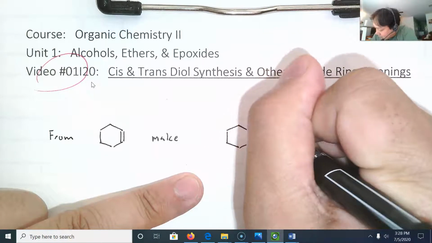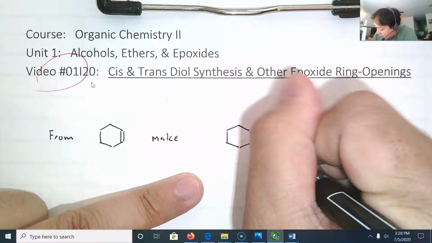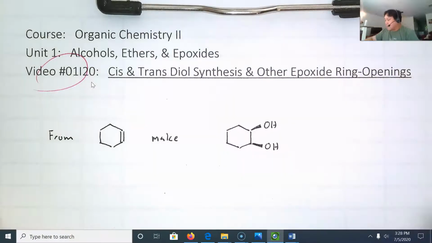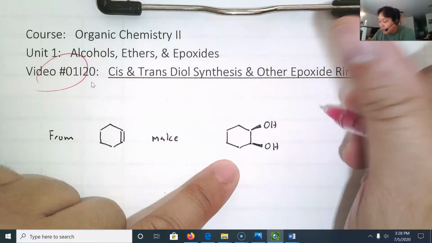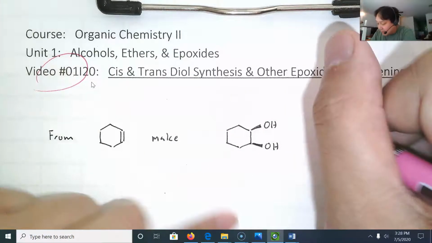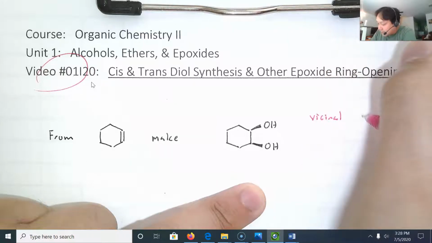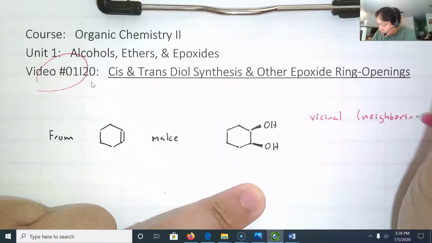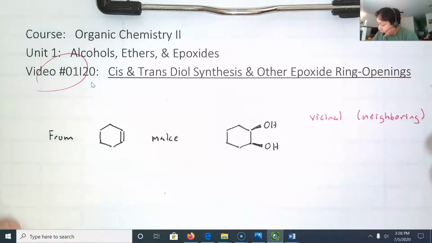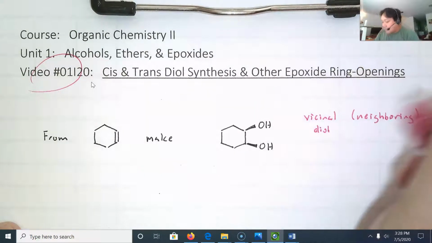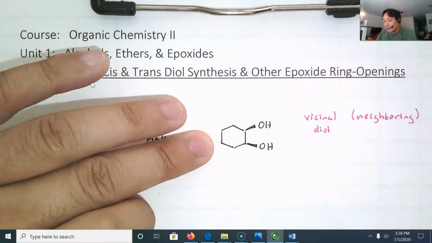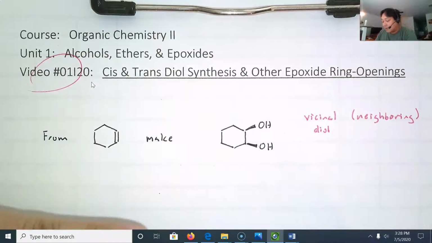cis diol, cyclohexane diol. Now, this is specifically called a vicinal diol. Vicinal meaning neighboring. Not on the same carbon, and vicinal diol. Now, I could have drawn these dash and dash, but actually, since this is symmetrical and it has a plane of symmetry, the dash dash is actually identical to this. All you have to do is flip it.